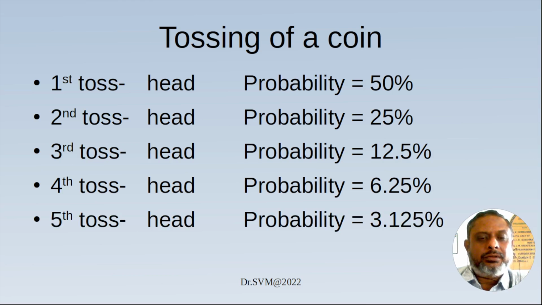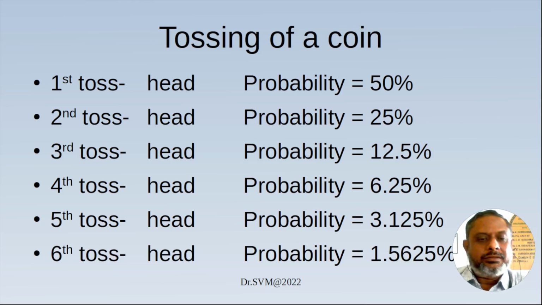Fifth toss is also head. So getting 5 consecutive heads in 5 tosses, the probability of getting that is 1 by 32. That is 3.125%. In the sixth toss, one more head. 6 heads consecutively in 6 tosses. The probability is 1 over 64, that is 1.56%.